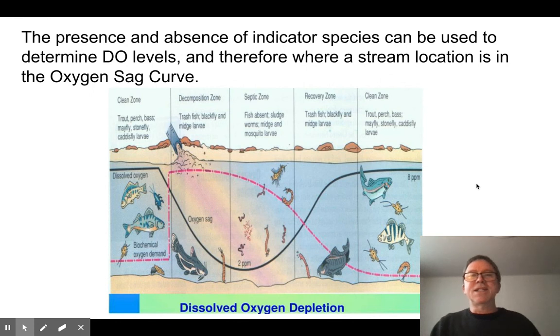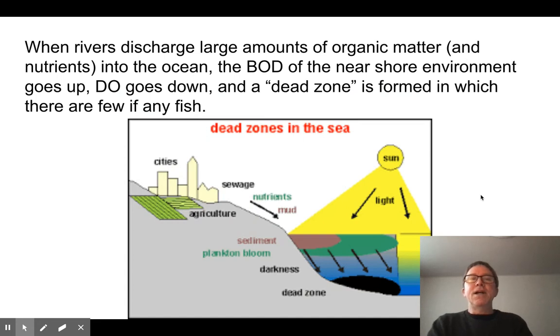Here's another one just because I like it so much. I like this one because it talks about the different invertebrate species that we could use as indicator species. Okay, we talked about this before.